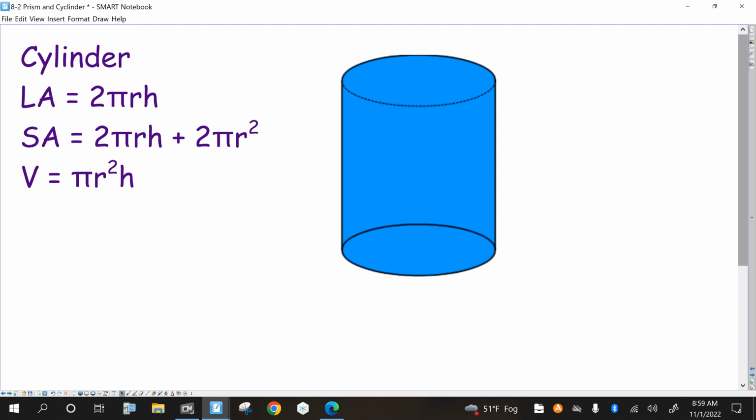Can never escape pi. But actually, cylinders are way easier than prisms, especially if you leave it in terms of pi. Yes, we can, and you should, to make your math even easier. Leave it in terms of pi.